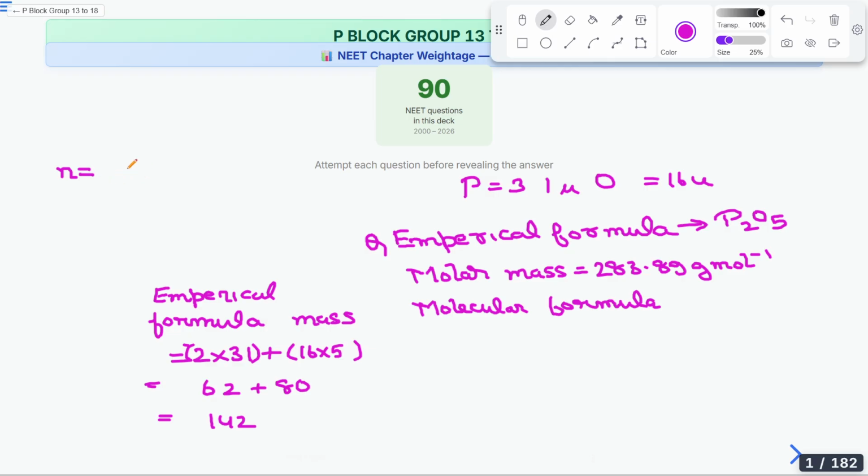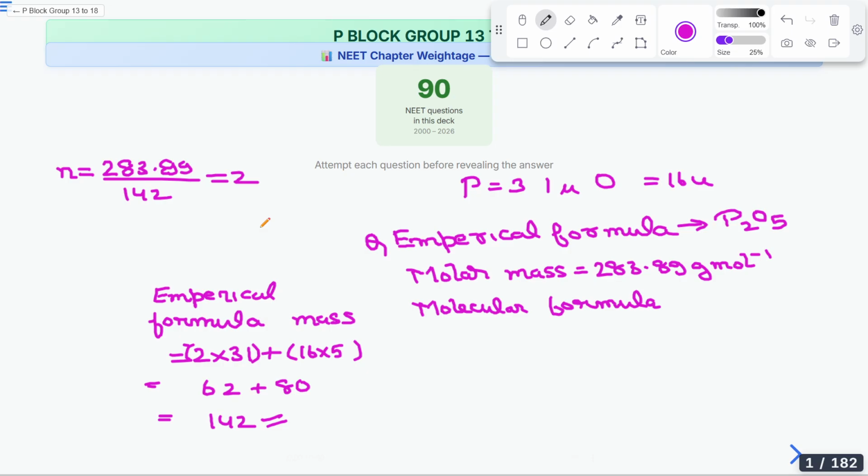How will we determine it? Whatever molar mass is given, which is 283.89, divided by the empirical formula mass that you have calculated, this one. What will you get here? Calculate it. So it is 283.89 divided by 142. You will get approximately 2.